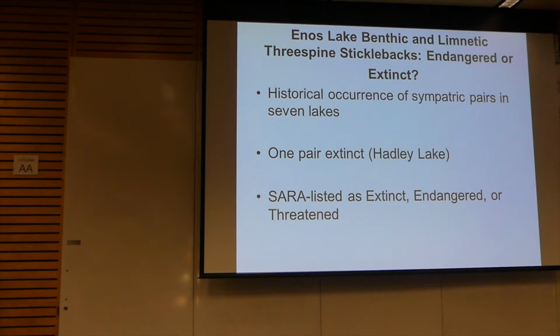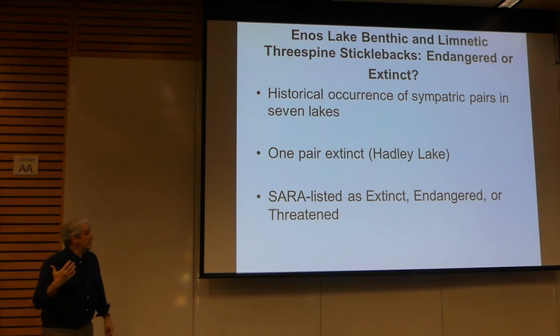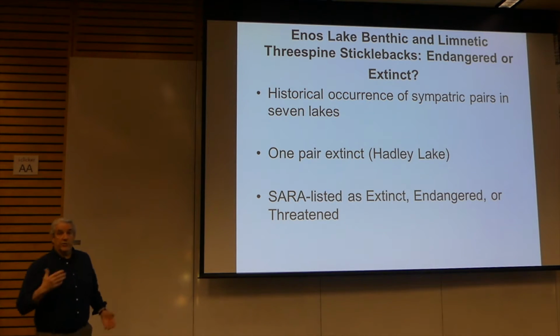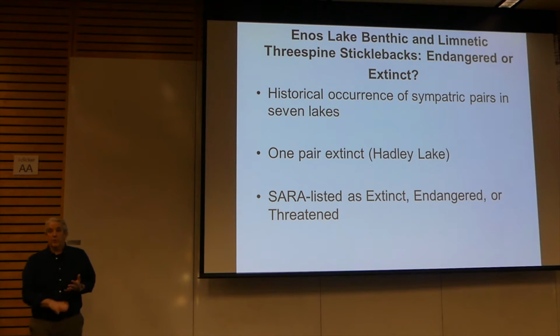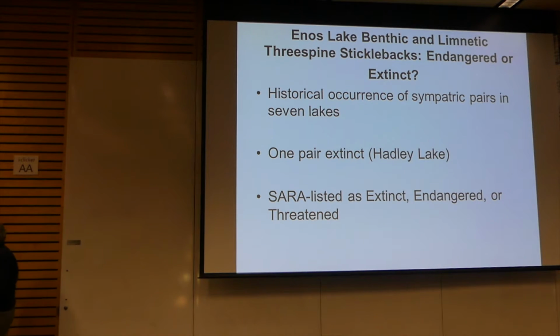So there was historical occurrence in 7 lakes, I think. One pair has gone extinct in Hadley Lake because someone introduced a catfish and ate them all, basically. And these are all SARA listed as extinct, endangered, or threatened. So what that means is there are prohibitions against harming them or killing them or destroying their habitat, and there has to be a recovery plan. So resources have to go into recovering these things to some predetermined level.